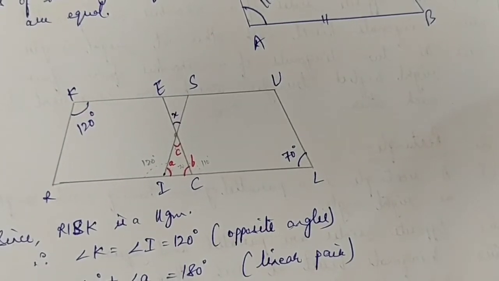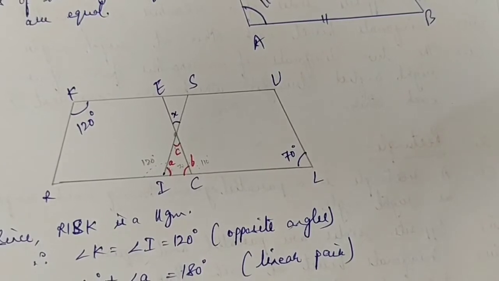So there are two parallelograms, RISK and CLUE. It means RISK and CLUE are two parallelograms and they are saying find the value of x. This is a good question and can be asked in the exam also. It often comes in exams.